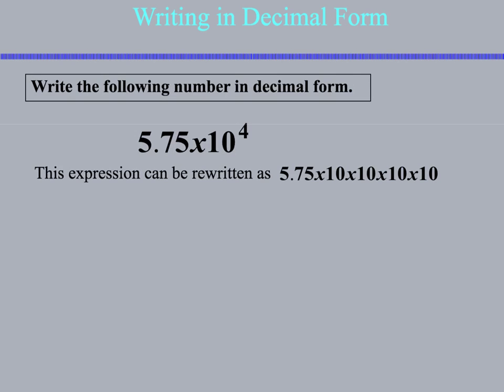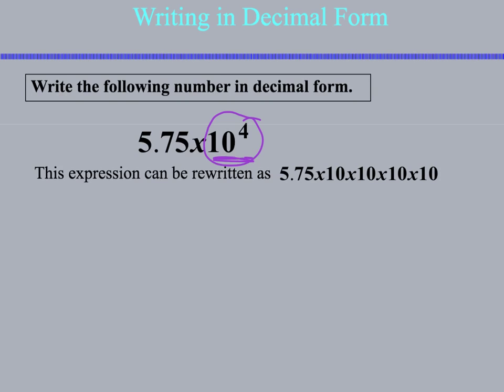This one, I just want you to watch for a moment, and then we will go back and add this one to our chart. So it asks us to write the following number in decimal form. We just finished exponents, and this is part of exponents because if we look at the last part of the problem, it's telling me that this says 5.75 times 10 to the 4th.